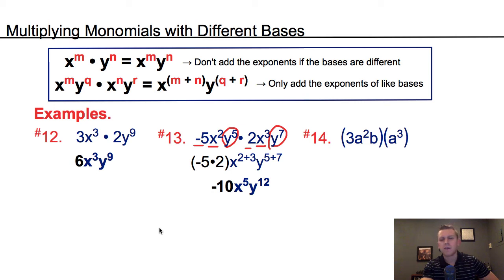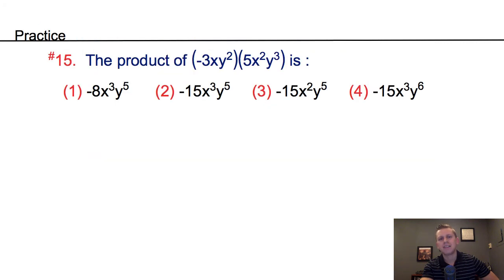Let's try one more. In number 14, what I want to do is multiply these two expressions. I only add the exponents for the ones that have the same bases. Here I have a coefficient of 3 and a coefficient of 1. I could multiply those and get 3, and I'll add these exponents of 2 and 3. That will leave us with 3 a to the 5th times b. Let's see if you can try one on your own. See if you can find this product.